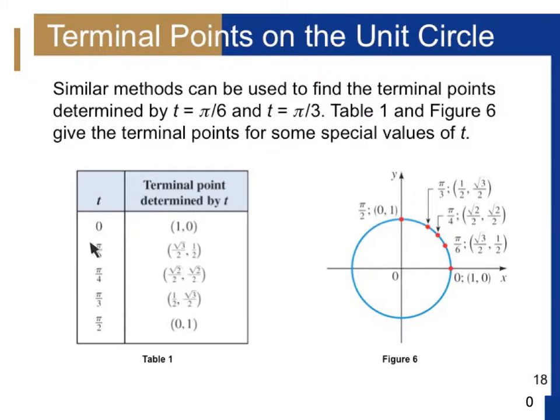The terminal point for pi over 6 is square root of 3 over 2, 1/2. The terminal point for pi over 4, which we just did, is square root of 2 over 2, square root of 2 over 2. These are x, y pairs, right? The terminal point for pi over 3 is 1/2, square root of 3 over 2, and then we know that the terminal point for pi over 2 is 0, 1, getting up here.